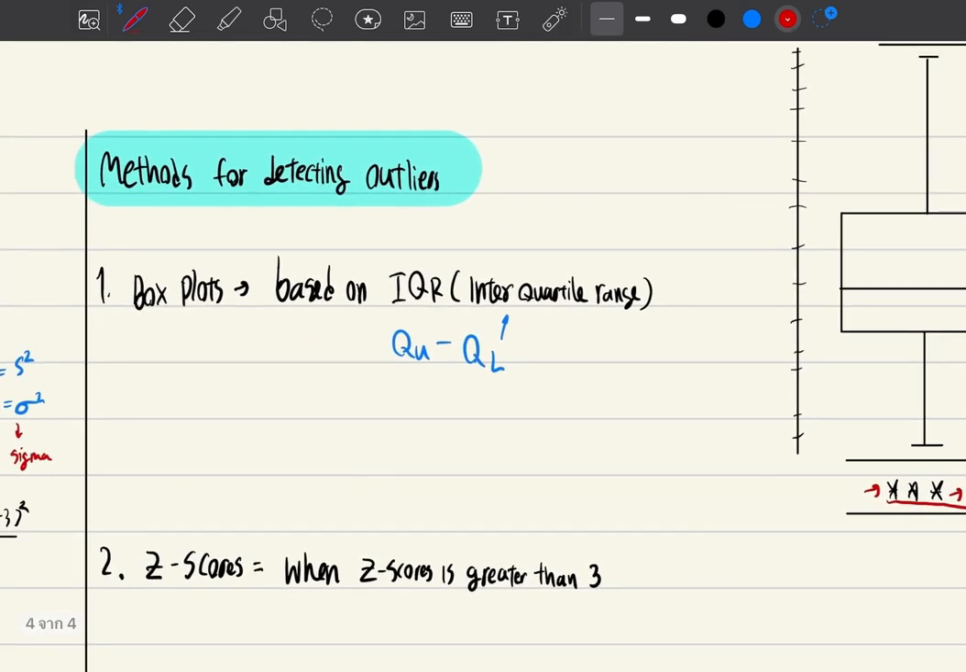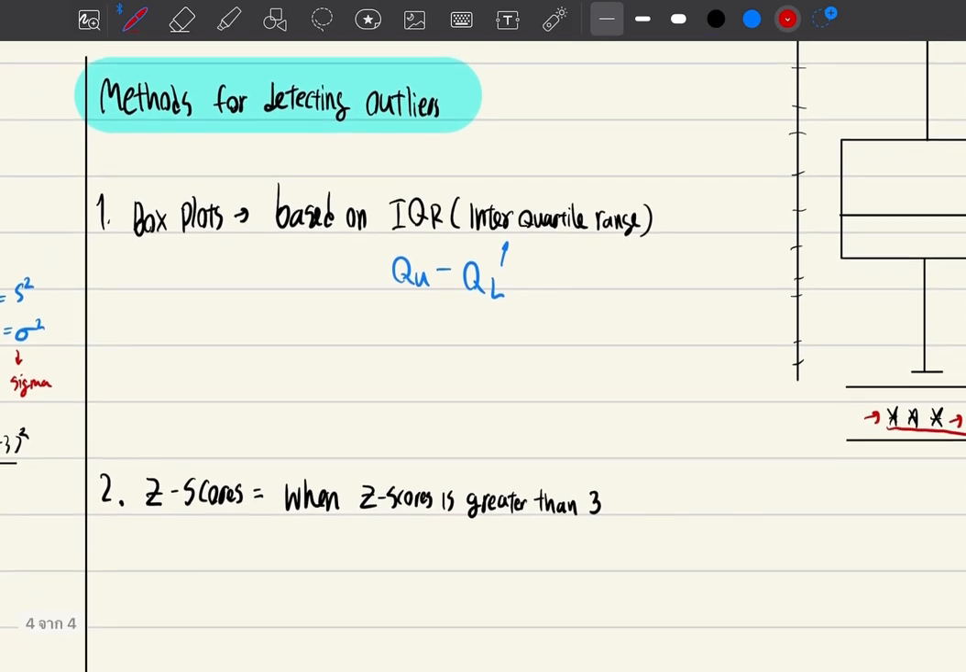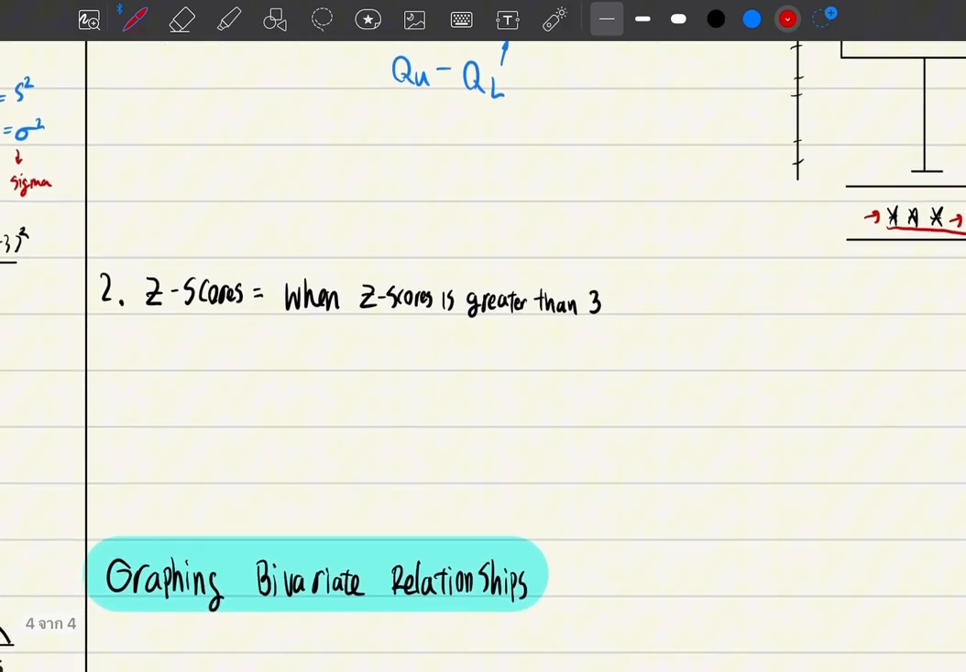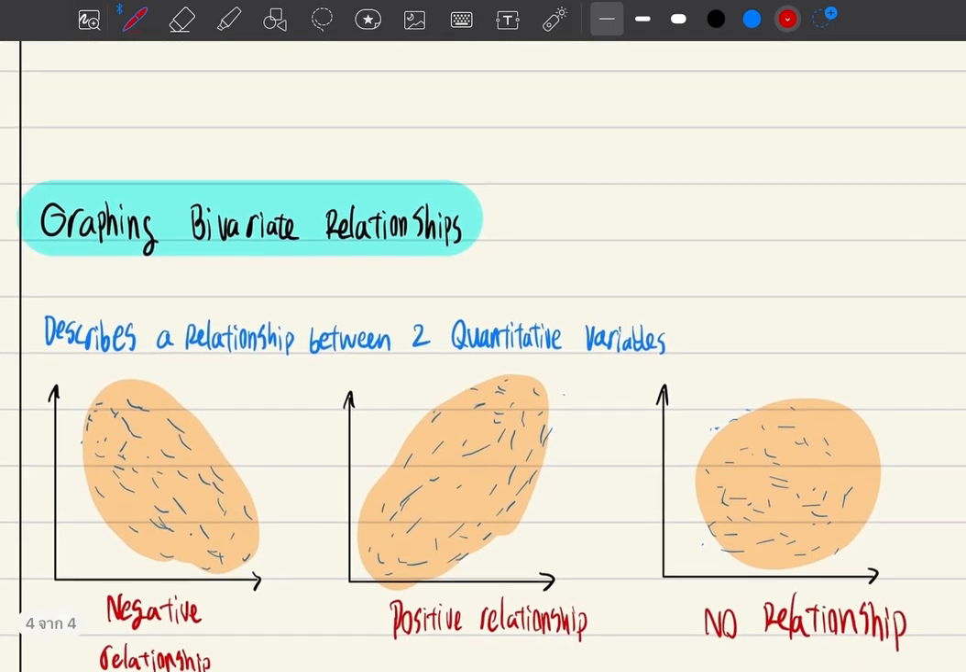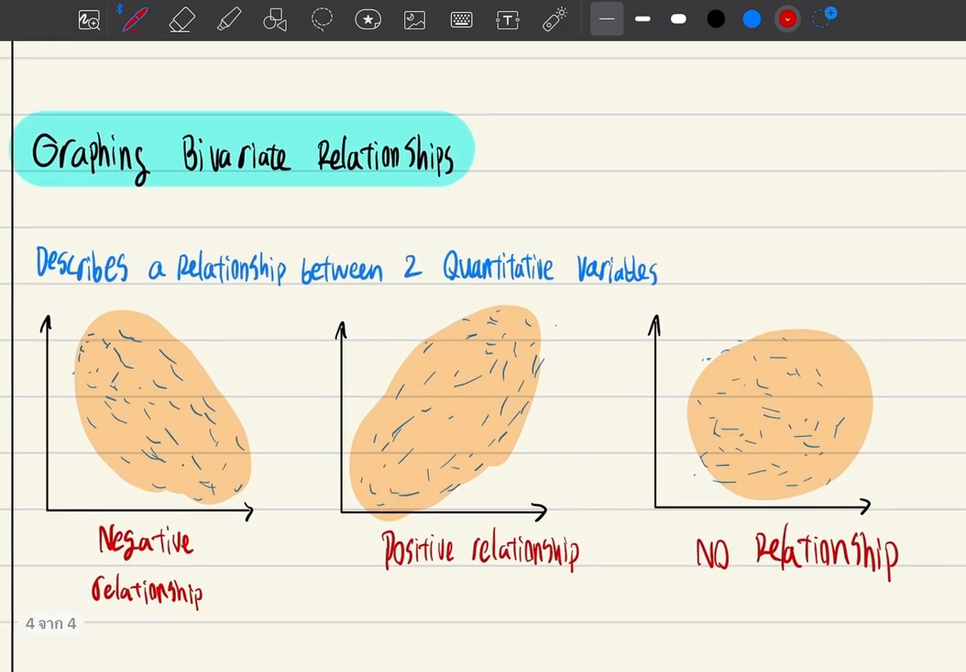Next one is Z-score. Z-score will detect the outliers when the Z-score is greater than 3. That's all. So the last part is graphing bivariate relationships, which is to describe the relationship between two quantitative variables.